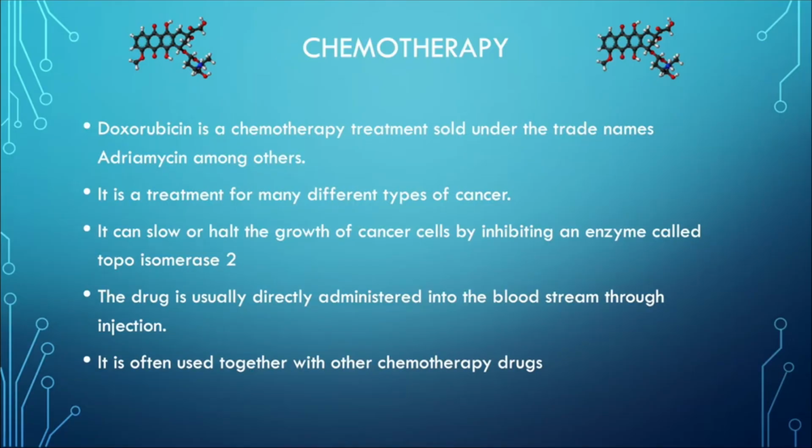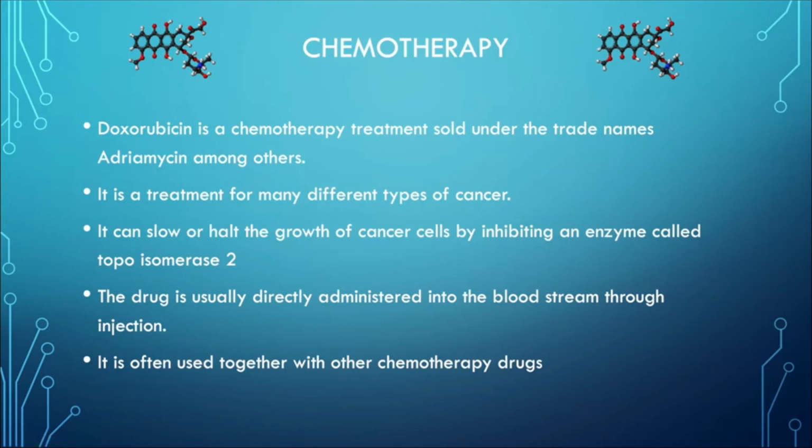However, this drug does affect the cellular mechanisms within healthy cells. The drug is usually administered directly into the bloodstream through injection, although there are other methods of administration that can be used. There is no pill form of this drug, as it is a vesicant, which means it causes blistering on the skin.